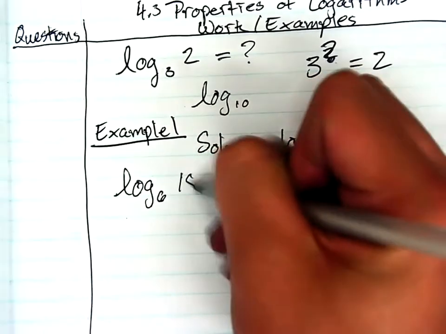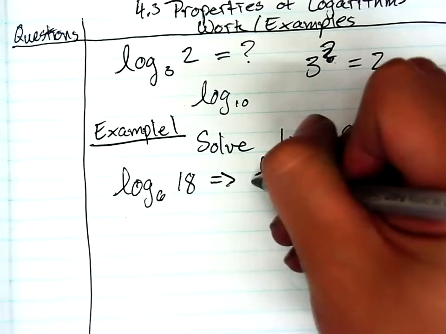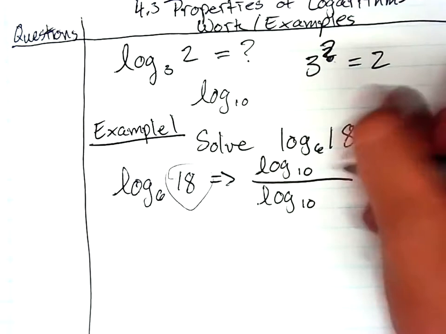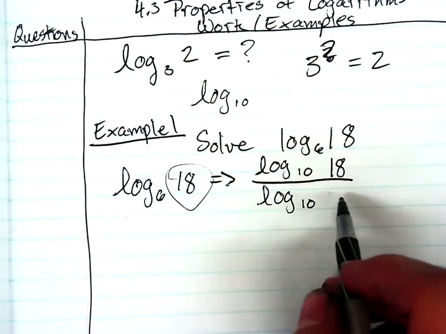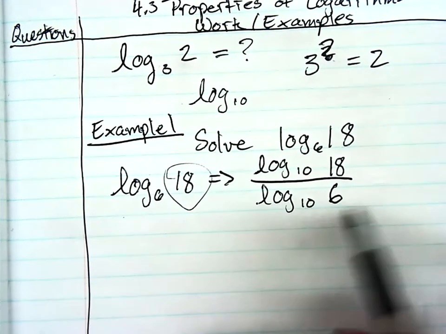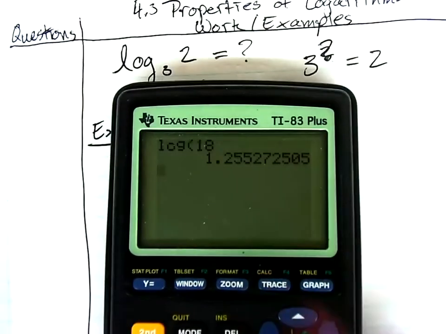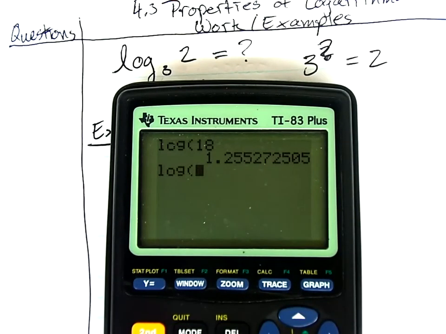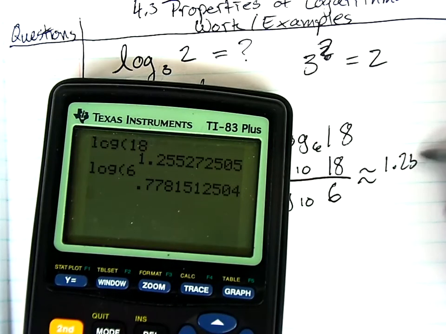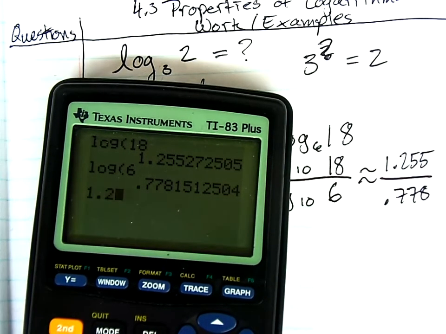Log base 6 of 18 can be changed into a log base 10 on top and on bottom. The number we put on top is this value, 18, and the number on the bottom is the base value of 6. From here, if you did not have a calculator or a table of values, this would be as much as you could do, and that would show that you know how to change the base. But if we have a calculator, we can also take the logs. So I have log of 18 there, log of 6, so I get about 1.255 divided by 0.778. So let's do that.